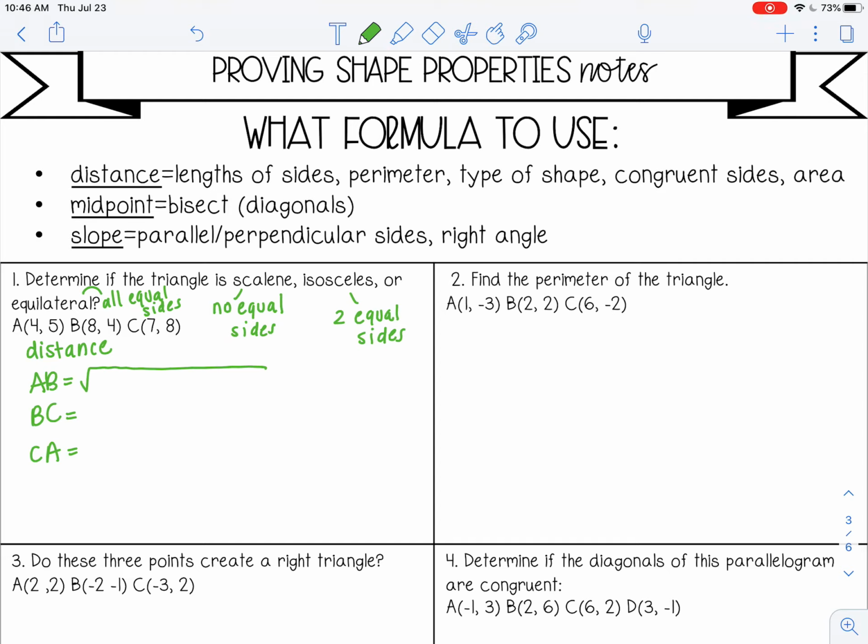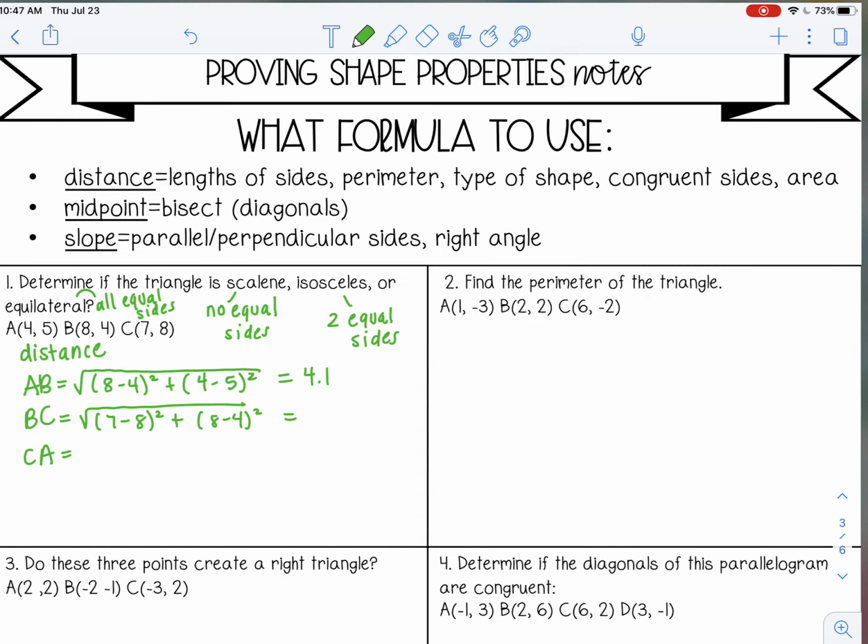So from A to B, so I would say 8 minus 4, x sub 2 minus x sub 1 squared, and 4 minus 5. And you can do the work for each, and you should get 4.1. And I'm going to do the same thing for B to C. So I'm going to start with C, so 7 minus 8, and then 8 minus 4. All right, I'll give you a second to type that in your calculator and do any work. All right, and you should have gotten 4.1.